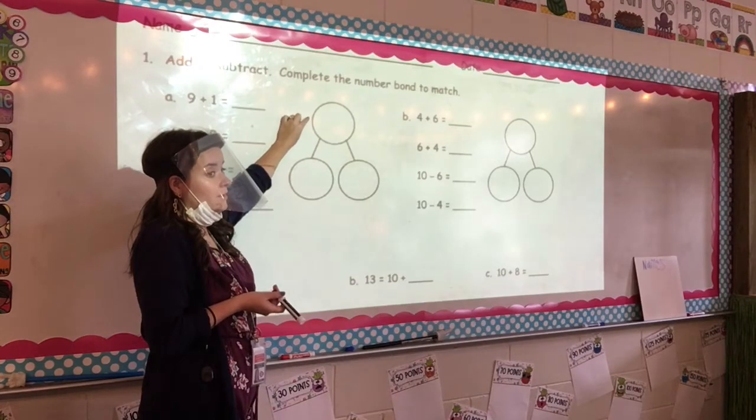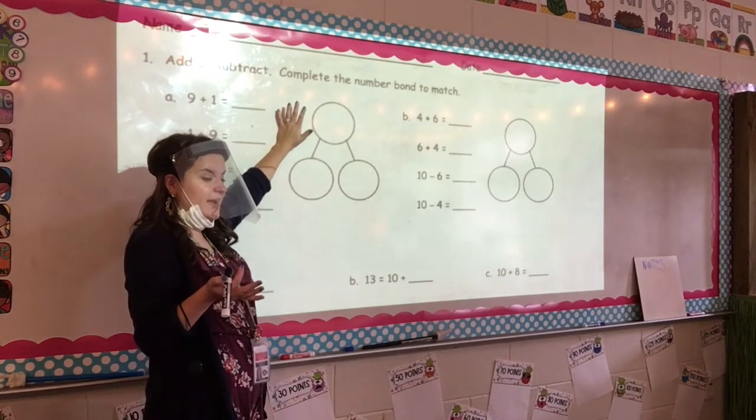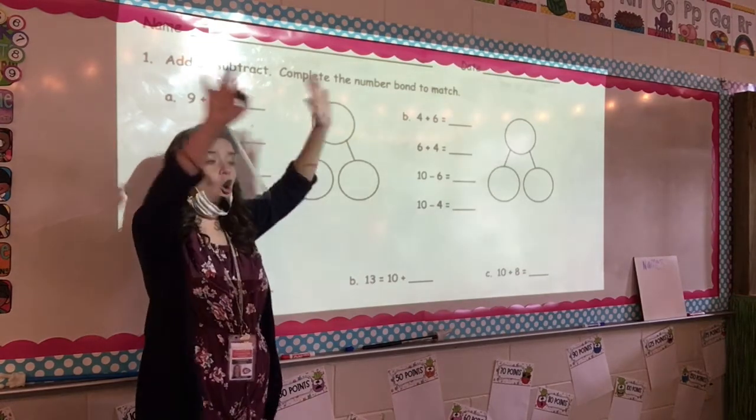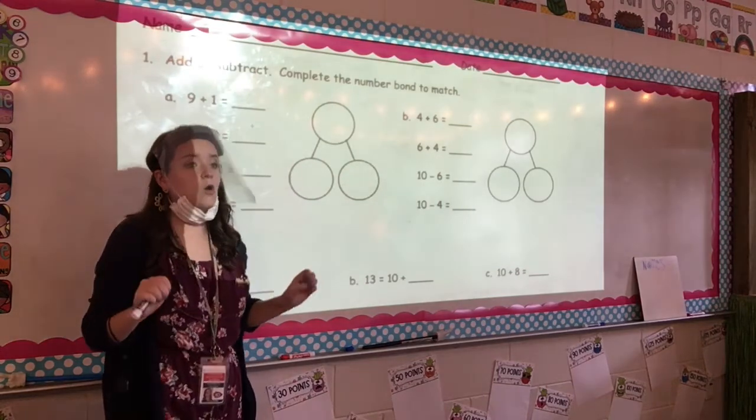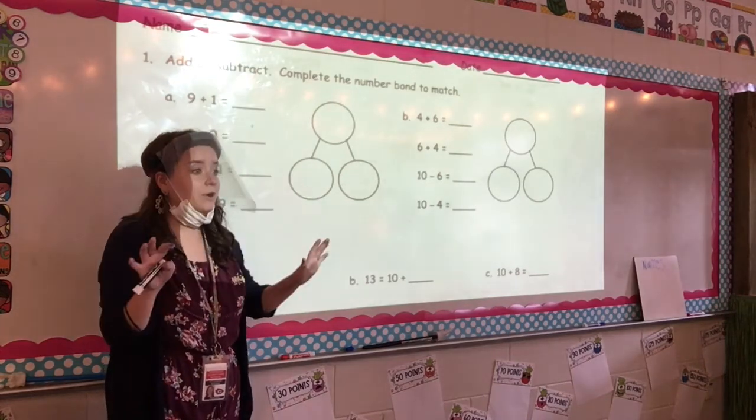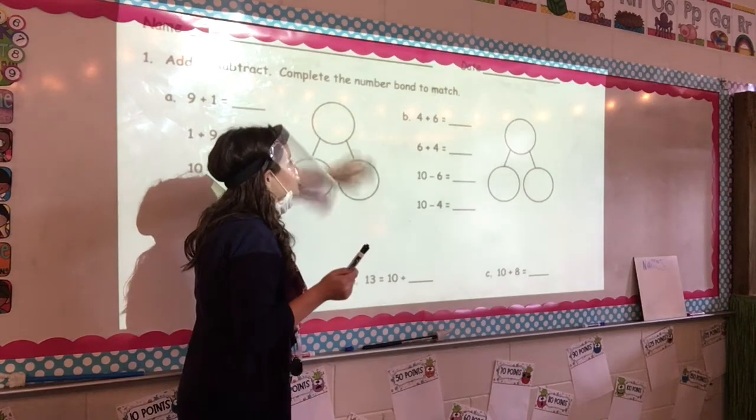Hayden, do you remember? The big number. It is like the big number. Micah, do you remember? The whole. The whole number. There's 2 words that we can call it. We can call it the whole number or we can call it the total number. So this big number is like the total number.